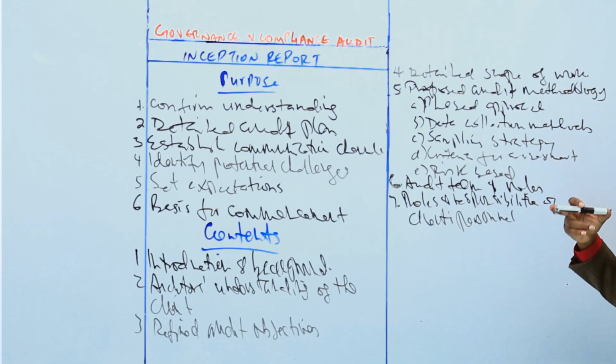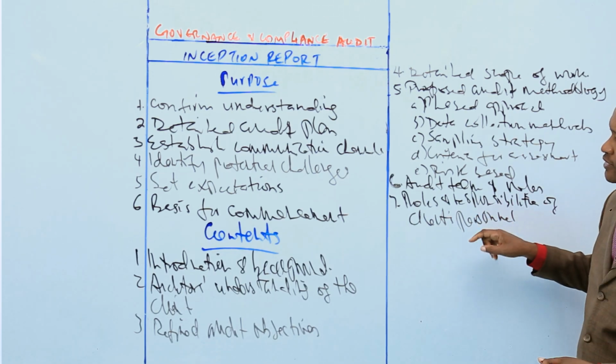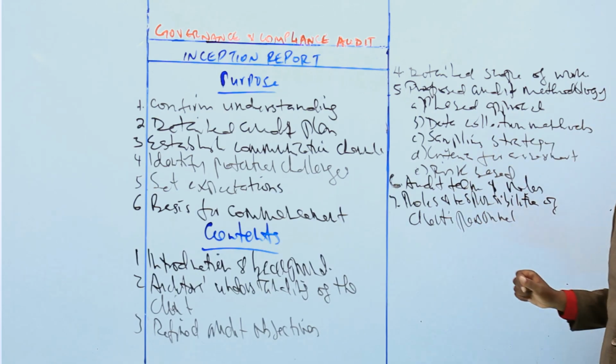It also includes ensuring availability of key personnel for interviews, and also providing necessary facilities like the workspace, internet access, assigning a dedicated client liaison, and so on. That is the roles and responsibilities of the client's personnel that will facilitate the audit process.